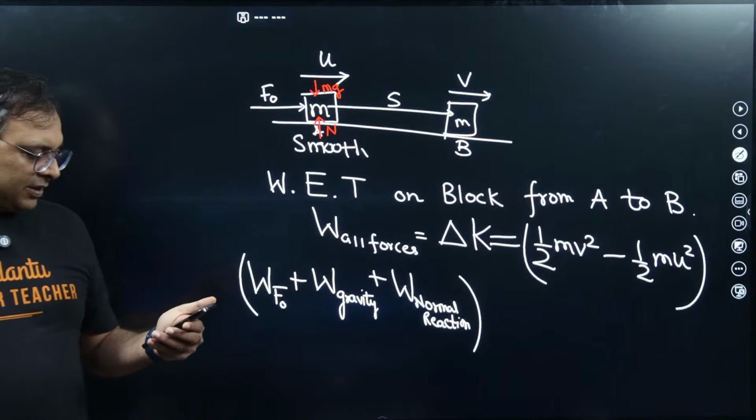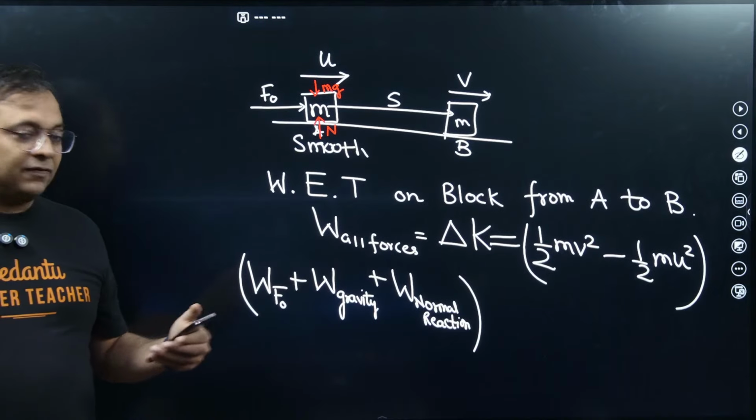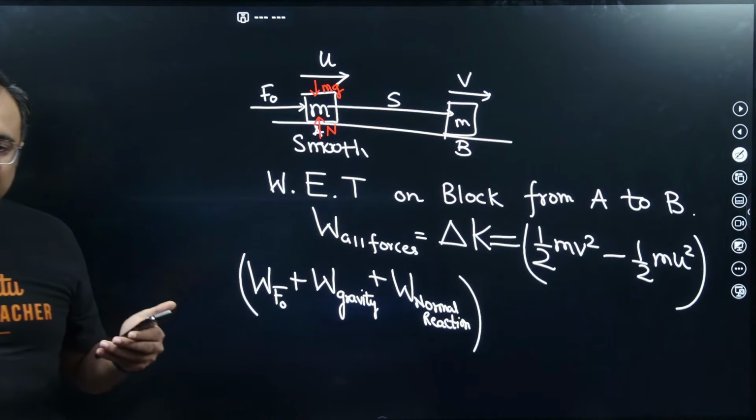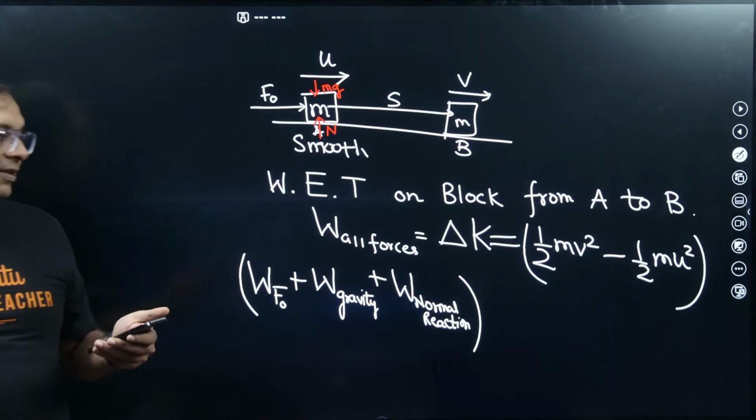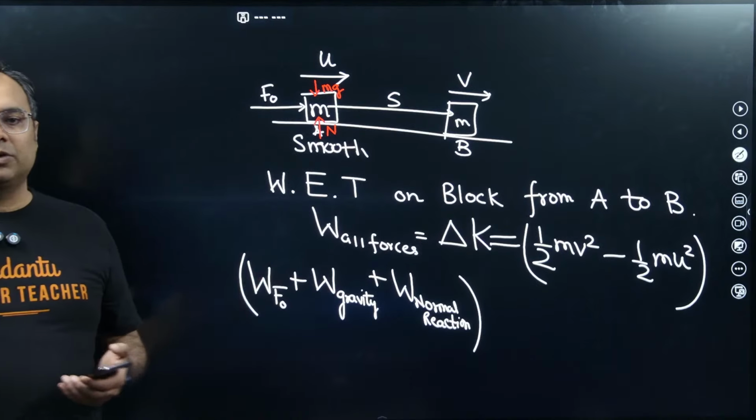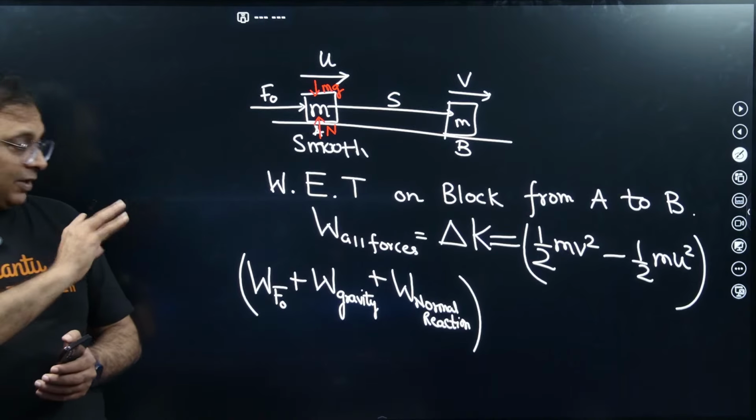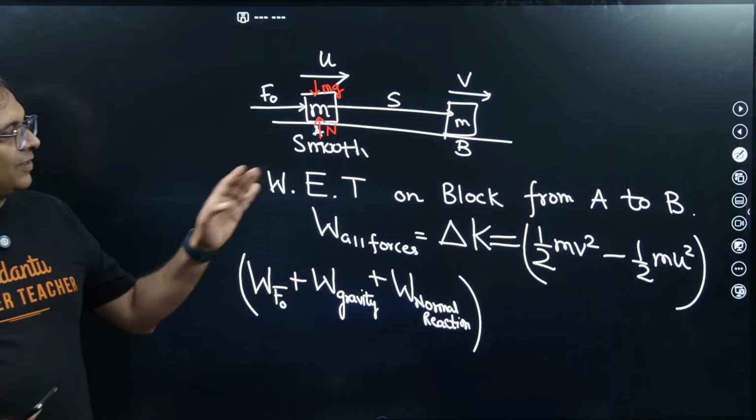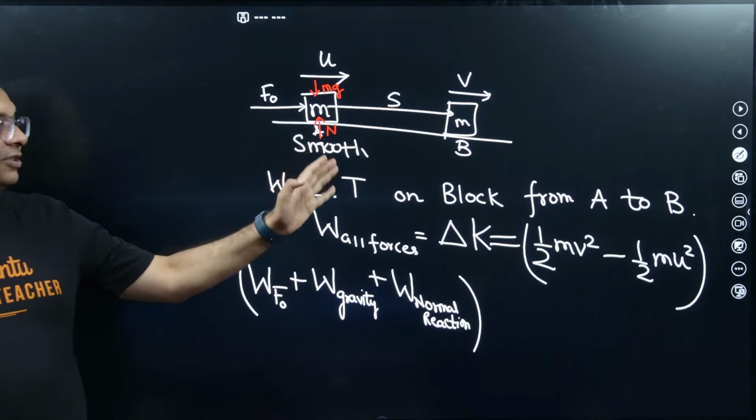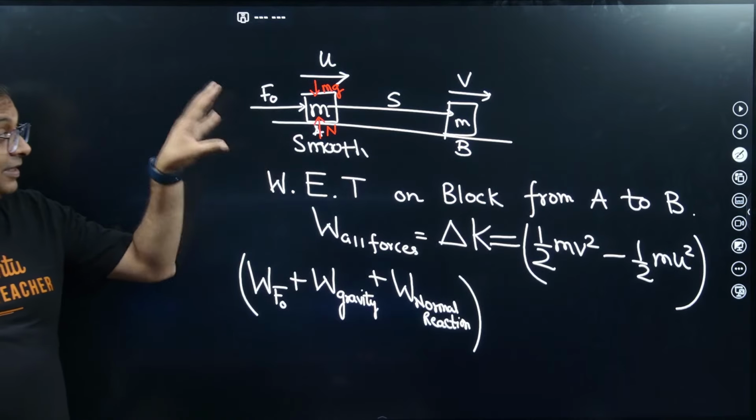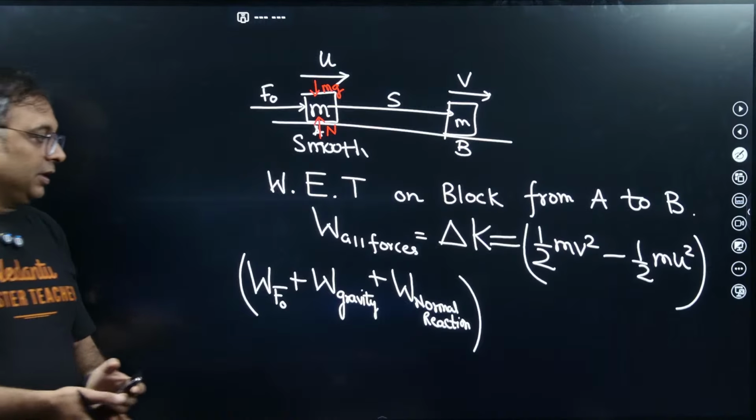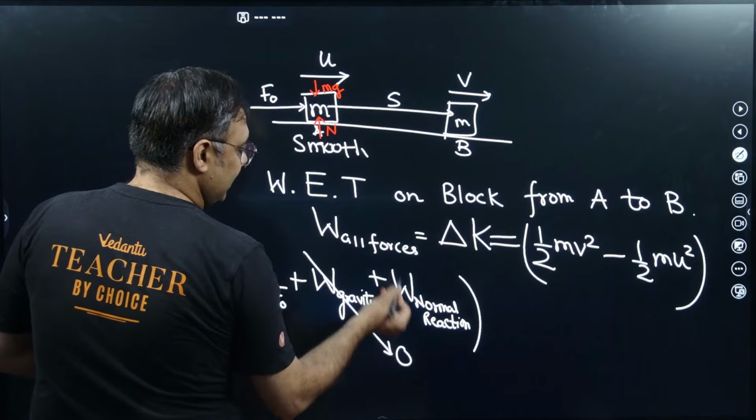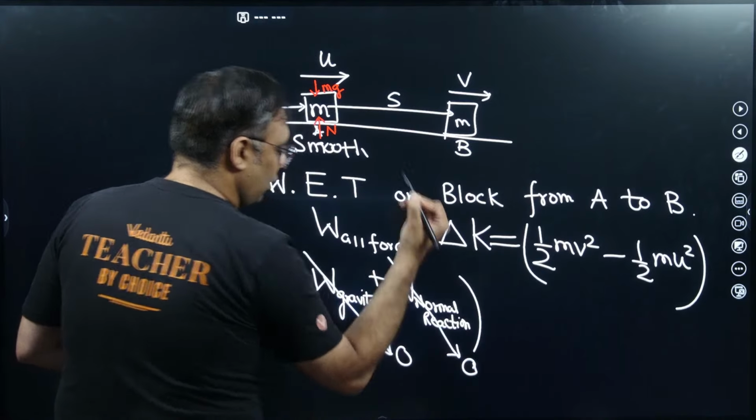I have written the work done by force F naught. I have written the work done by force of gravity. I have written the work done by normal reaction. Is there any other force that is left in this question for which I have not counted the work done? The answer is no. I have taken all the forces under consideration in this question. Now I am claiming that the work done by gravity is 0 in this question and work done by normal reaction is also 0.